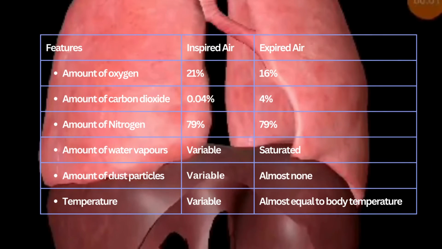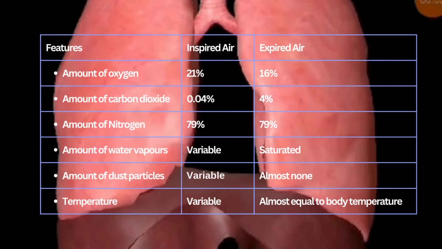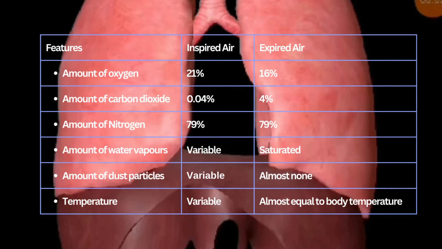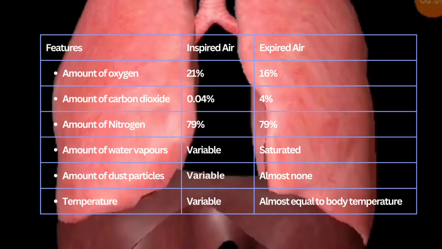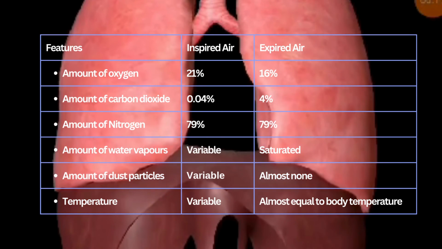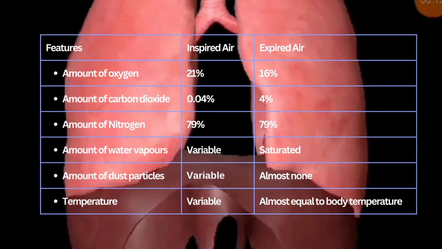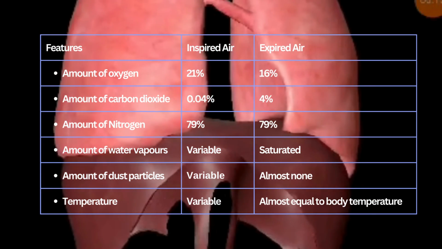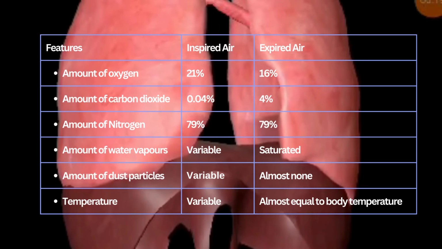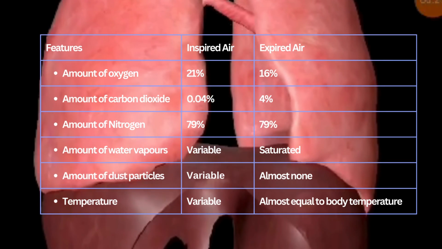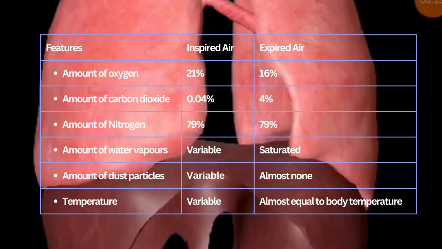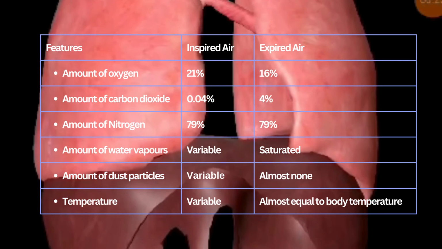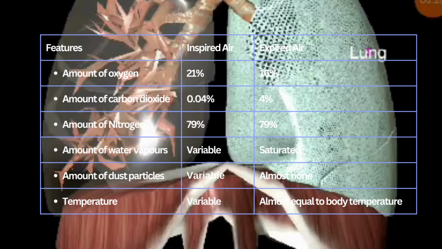And if we see the comparison between the composition of inspired and expired air, we will see the amount of oxygen in inspired air will be 21%, while in expired air it will be 16%. Amount of carbon dioxide in inspired air will be 0.04%, while in expired air it will be 4%. Amount of nitrogen will remain the same in both inspired and expired air, that is 79%.